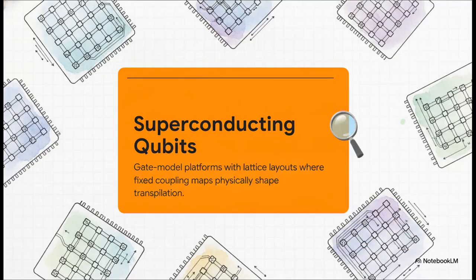Superconducting processors, like the ones developed by IBM and Google, utilize microwave-controlled circuits that are usually arranged in a lattice-like chip geometry. This physical layout features fixed or topology-dependent coupling maps. In plain English, your qubits can only directly interact with their immediate physical neighbors. Because of this, the physical map completely governs the transpilation process. It turns compilation into this massive, complex routing puzzle.